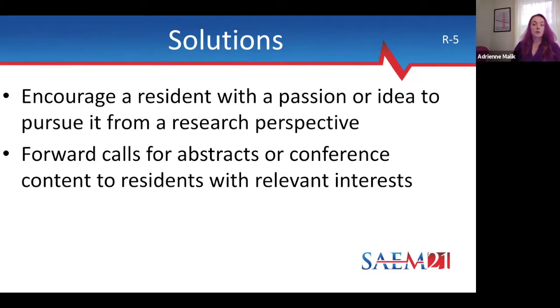Additionally, forward calls for abstracts or conference content to residents who are interested in something relevant to that conference. This was actually a way that, when I was a resident, I got pulled into doing some things. I had no idea that these were available until some of my mentors started sending me the calls for submissions. And because they said that they thought I could do it, I thought I could do it too. And then I did. And this was one of the ways that I got involved in research.